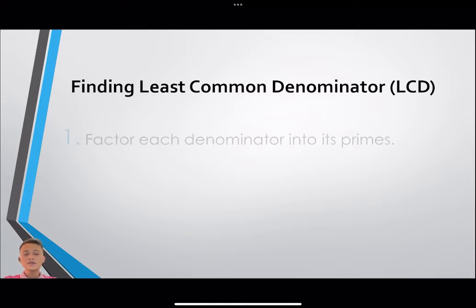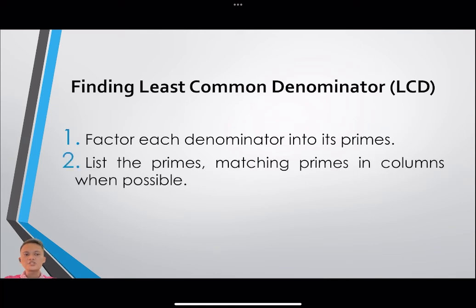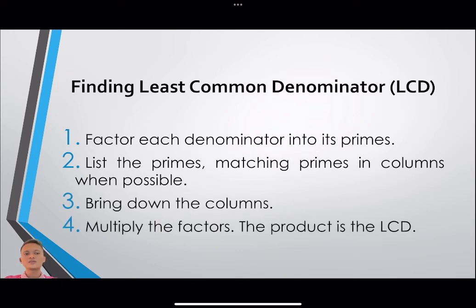The first step is we are going to factor each denominator into its primes. Next is list the primes, matching primes in columns where possible. Bring down the columns and multiply the factors, and the product is the LCD.